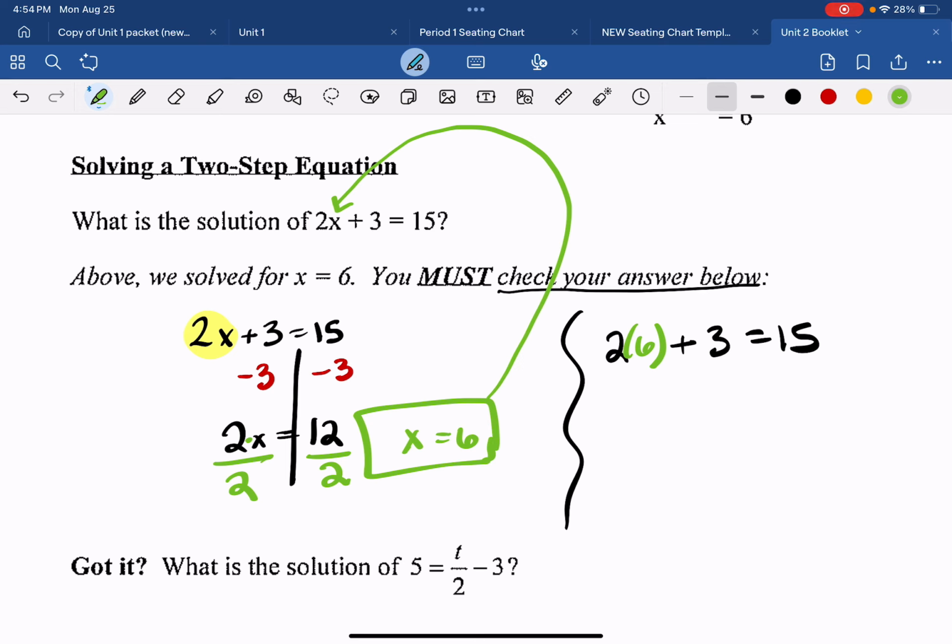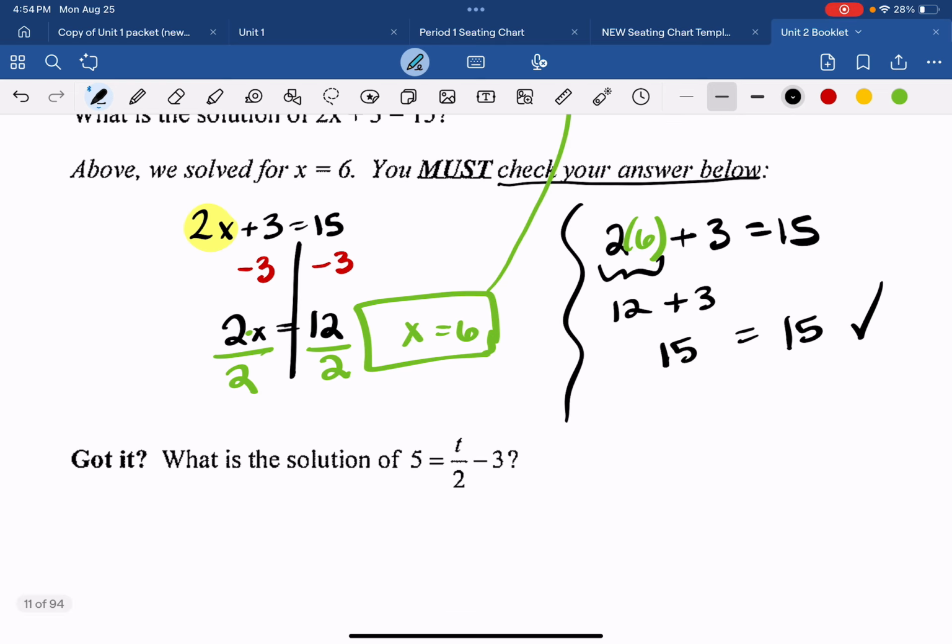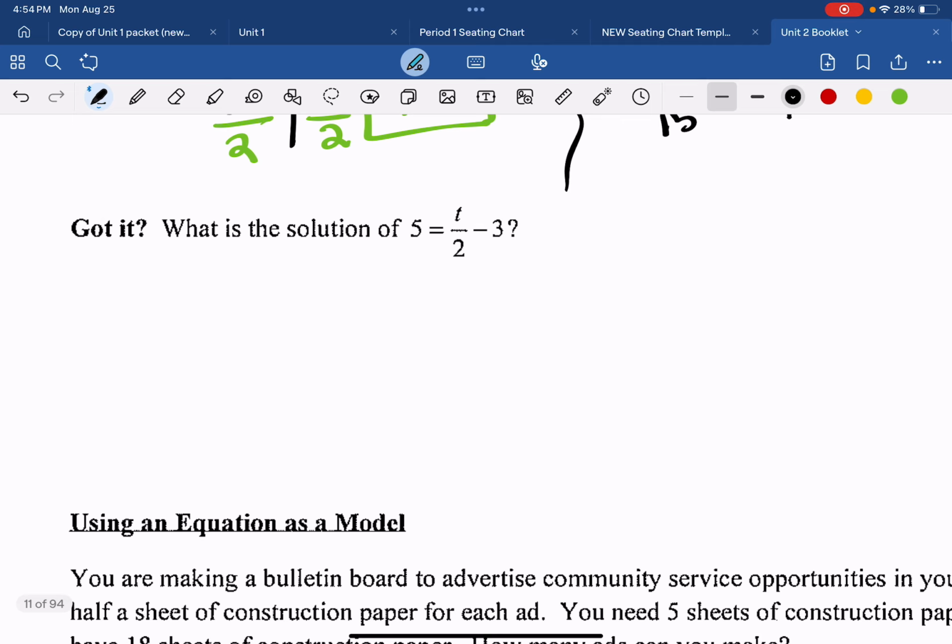Okay, so I just substitute in. Now let's simplify. 2 times 6 gives me 12, plus 3 gives me 15. Oh, that works. Okay, that works. All right, let's try this one.